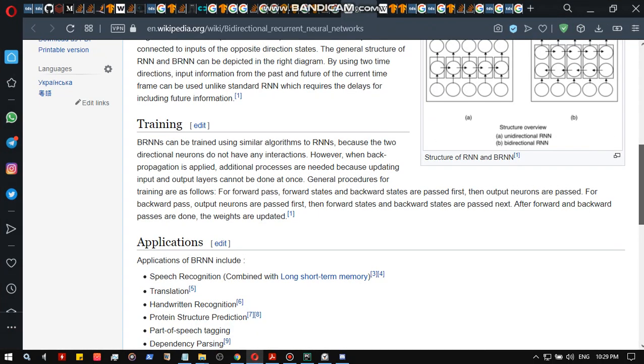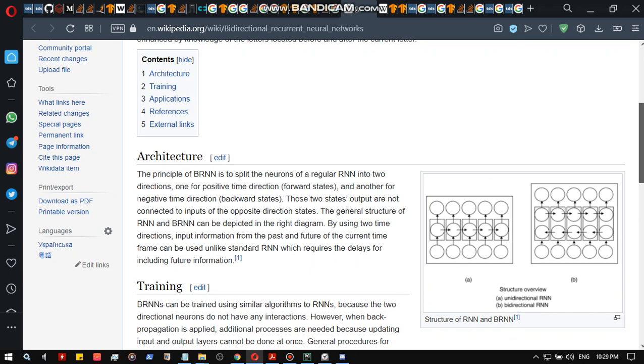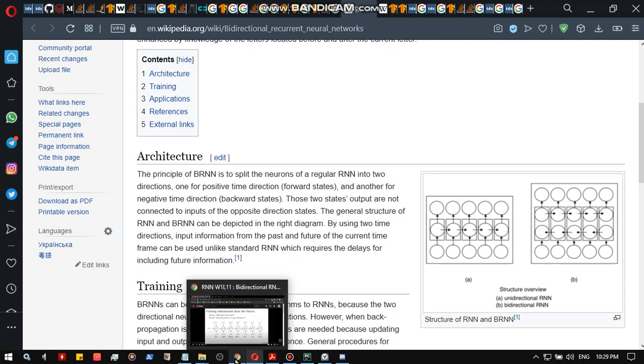البايدايركشنال RNN. أنا لحد ما فاهم الفكرة، بس مش فاهم التفاصيل أوي، فخلينا نشوف فيديو كده نحاول نفهمه مع بعض.